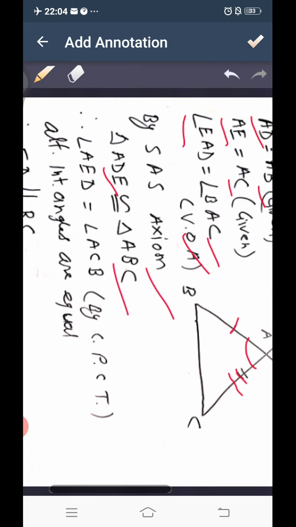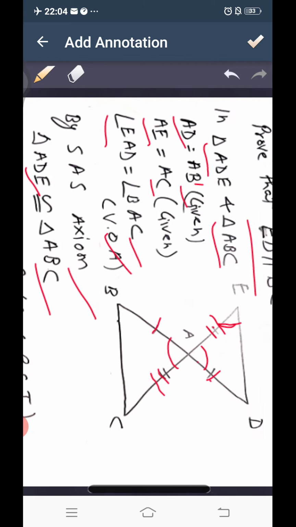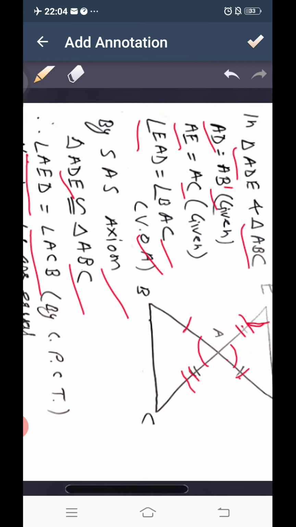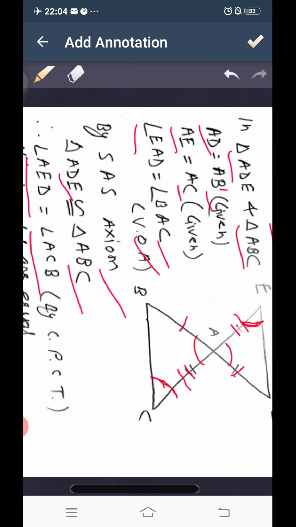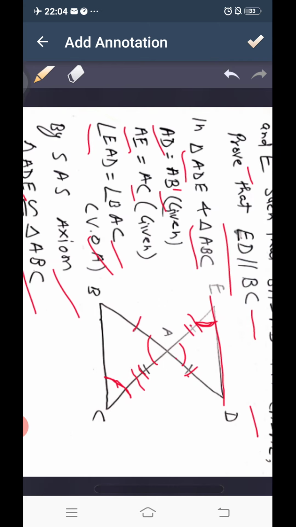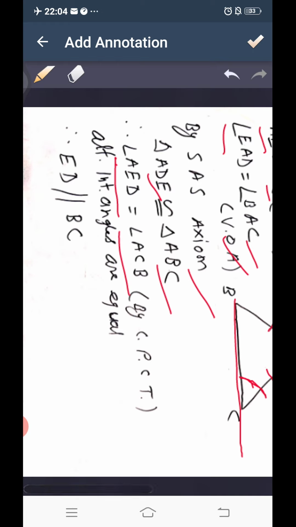Therefore, we can say that angle AED equal to angle ACB. Here angle AED means this angle, and angle ACB, that is this angle. These two angles are equal, corresponding parts of congruent triangles. Now we can see these are alternate interior angles. If alternate interior angles are equal, then we can say that ED is parallel to BC. Hence proved, ED is parallel to BC.